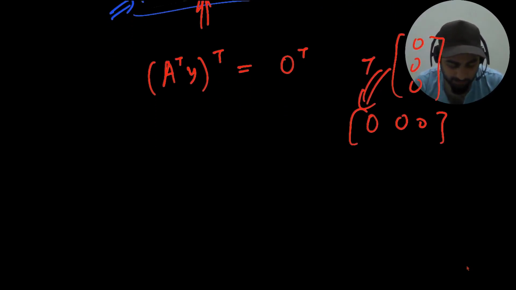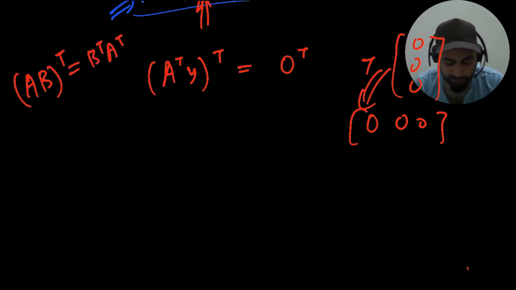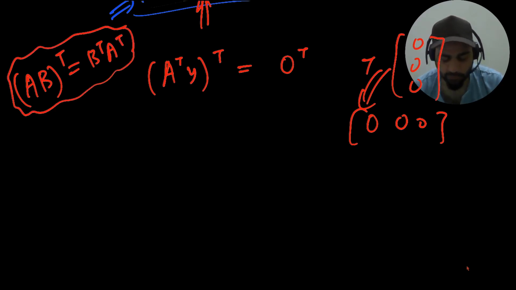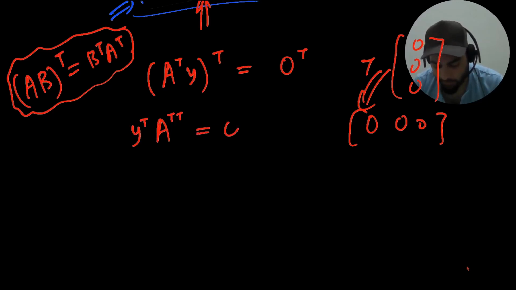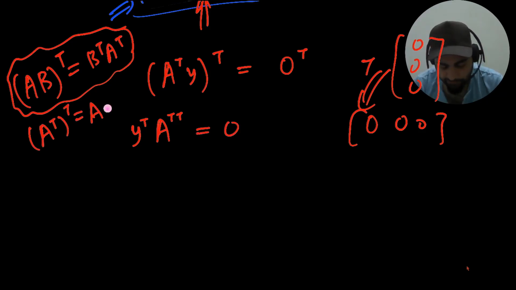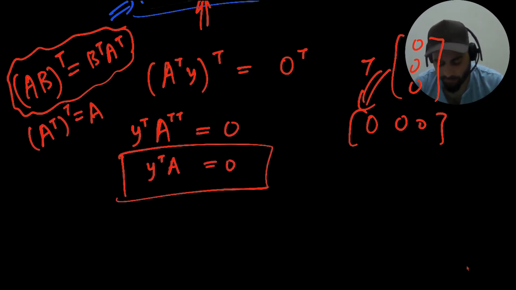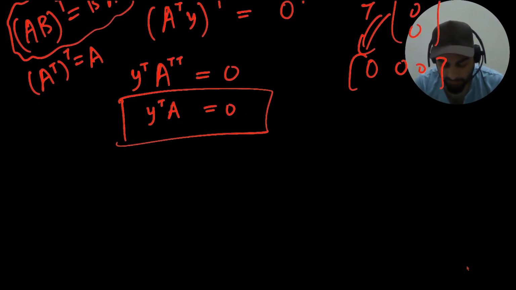If you expand this, remember that (AB) whole transpose is equal to B transpose A transpose. So now we get A transpose transpose and y transpose at the end. Again, by the property, A transpose transpose is equal to A. So here you get y transpose A is equal to 0. You saw that y transpose is now on the left side of A. That's why it's called left null space.